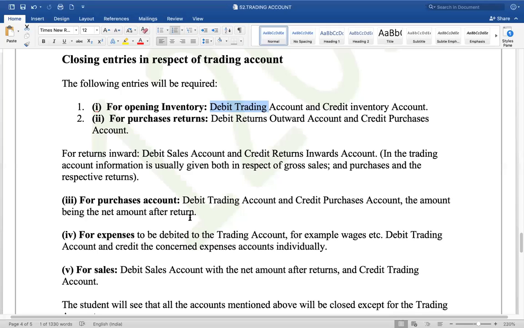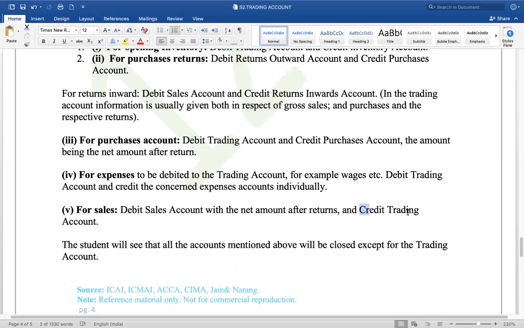Credit trading account. Look at this one. Sales to be credited to trading account. Expenses to be debited to trading account. Purchases to be debited to trading account. Right? Remember these three. And lastly, debit inventory account and credit trading account.